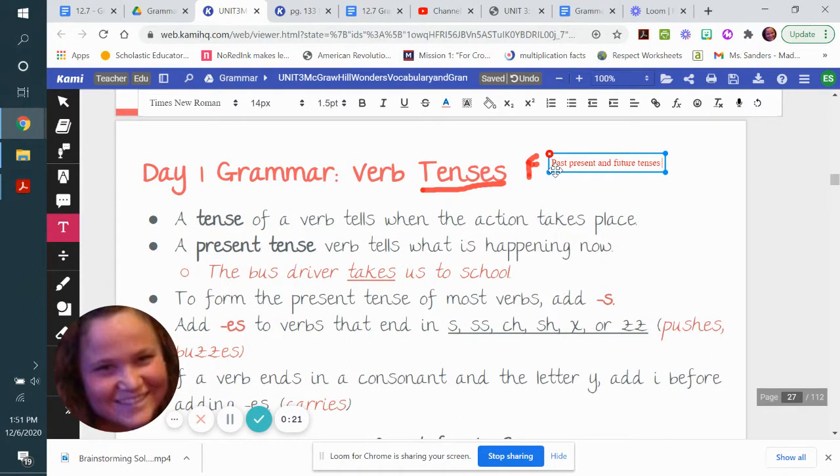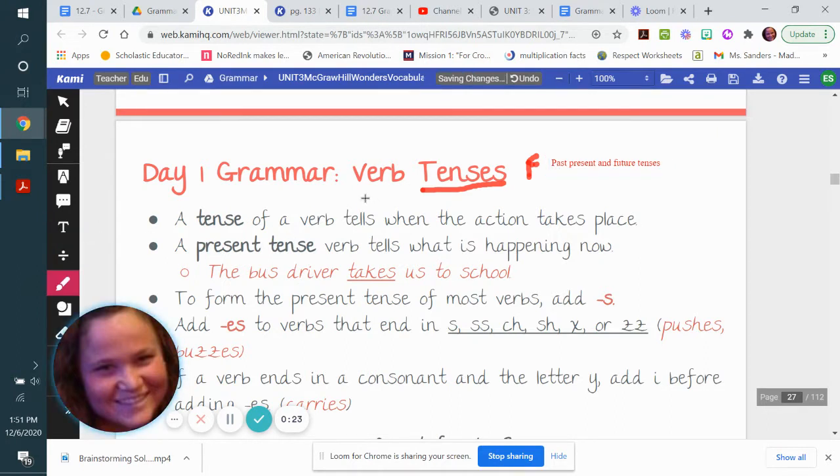So when we're changing our verbs, which again, remember, are action, it's when you take your verb and you change it so that the person who is trying to understand you understands when something happened. So again, a tense of a verb tells when the action takes place. So we're going to write that in our notes.